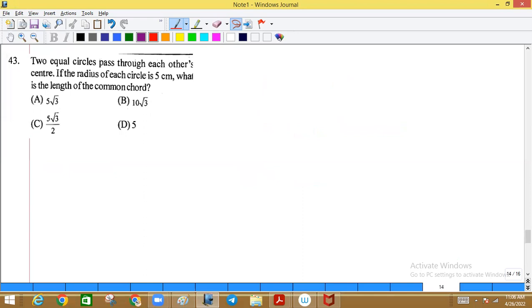Two equal circles pass through each other's center. If the radius of each circle is 5 centimeters, what is the length of the common chord? If two circles with radii r pass through the centers of each other, then the length of the common chord is root 3 times r, which is 5 root 3. That's a direct formula for that.